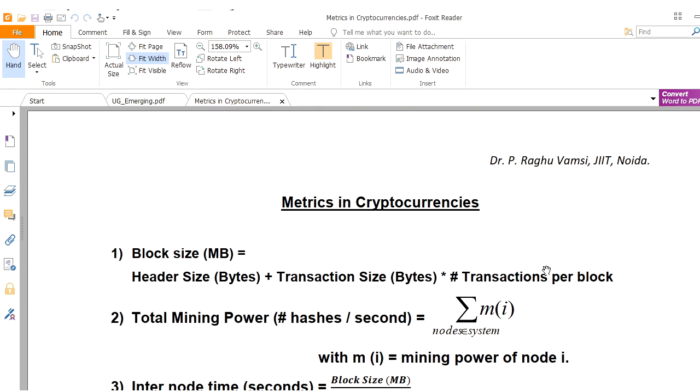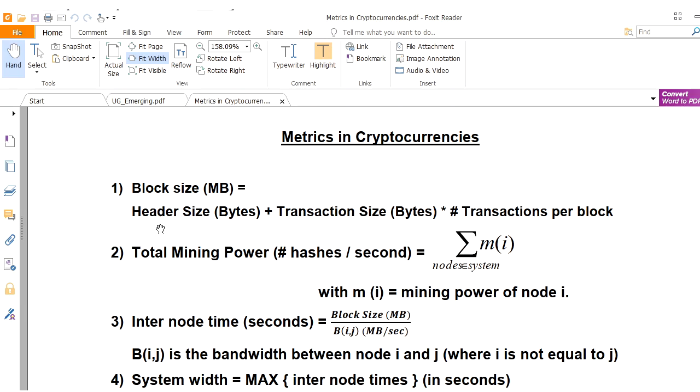Now, metrics in cryptocurrency. The first metric is block size. Here in brackets I am giving the units. Block size is calculated in terms of megabytes. For Bitcoin cryptocurrency, there is a block size constraint: one block should be around 1 MB. But the block size in Ethereum is different. Likewise, if you want to create your own cryptocurrency, you choose what block size limit you want.